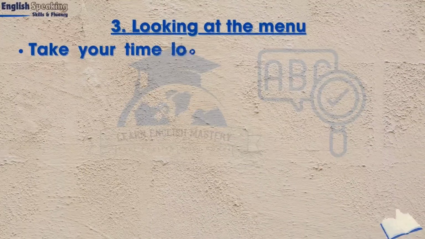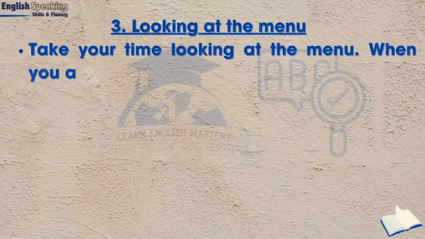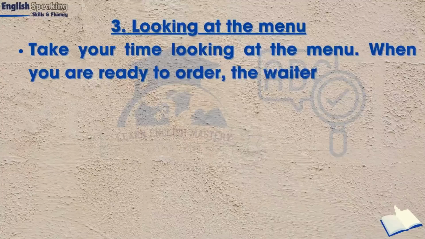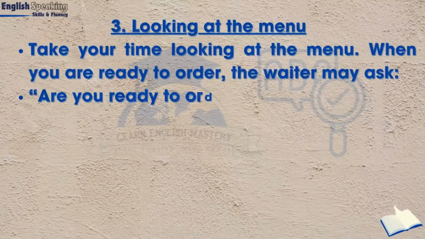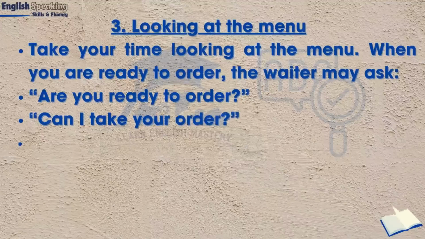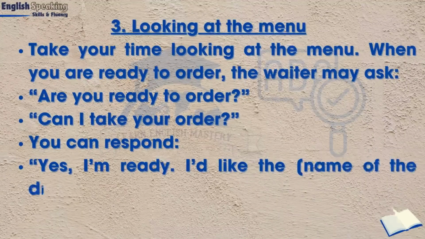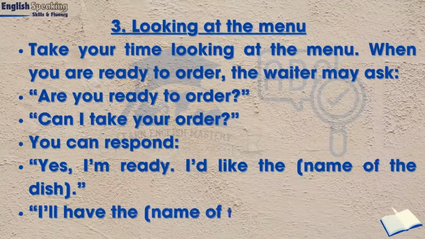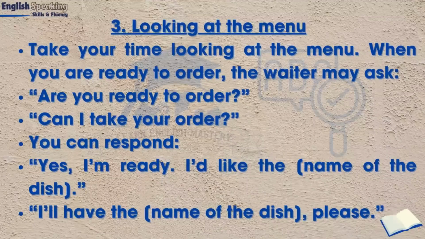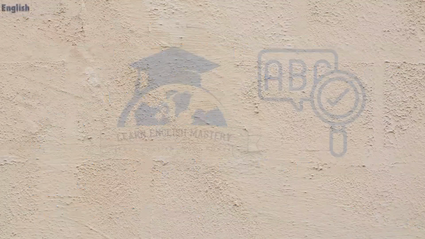Looking at the menu. Take your time looking at the menu. When you are ready to order, the waiter may ask, "Are you ready to order? Can I take your order?" You can respond, "Yes, I'm ready. I'd like the [name of the dish]. I'll have the [name of the dish], please."